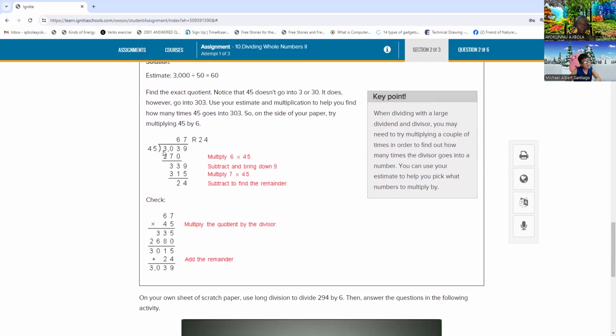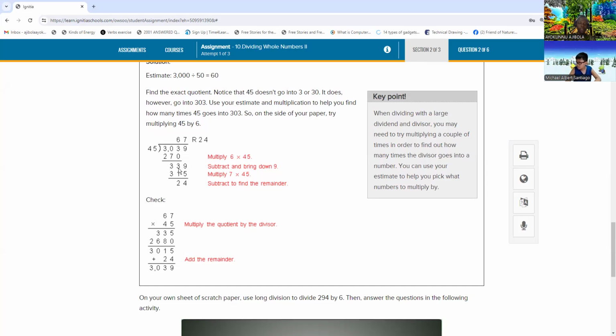Okay. So what we have here is 45 cannot divide 3, cannot divide 30, but can divide 303 6 times. So 6 times 45 gives 270. So 303 minus 270 gives 33. Then we drop down the next number, which is 9.